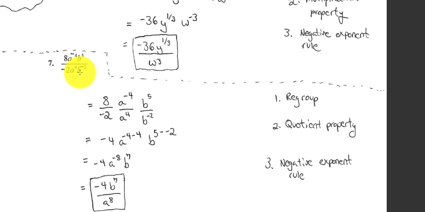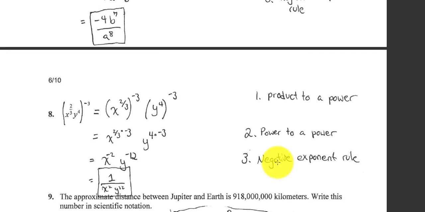B to the 5 over b to the negative 2, think of this as 5 minus negative 2, which becomes 7. And we're just left with b to the 7. That one was tricky. Number 8.